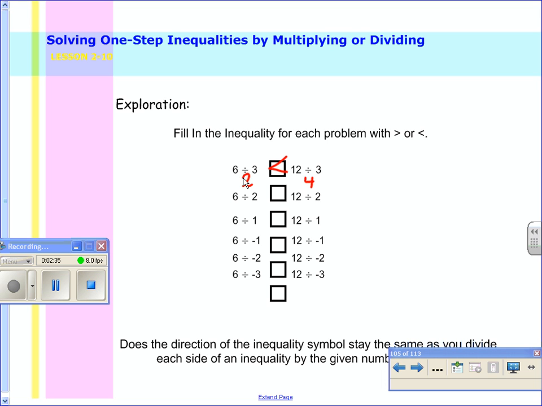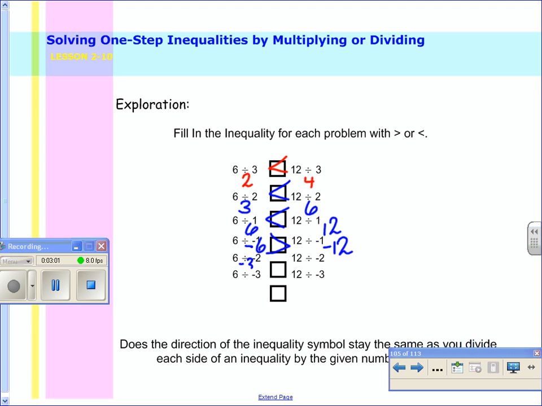So if you go through these, 6 divided by 2 is 3. 12 divided by 2 is 6. Well, 3 is less than 6. 6 divided by 1 is 6. 12 divided by 1 is 12. 6 is less than 12. Then we get to negative numbers. 6 divided by -1 is -6. 12 divided by -1 is -12. Well, this time, -6 is greater than -12.